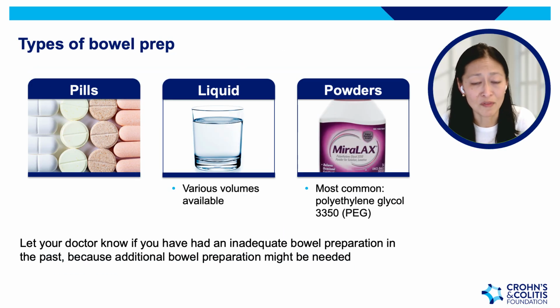There are lots of different types of bowel preps available today. So you should talk to your doctor about one that works for you in terms of your preferences. But in general, we have multiple pill bowel preps now. We have liquid bowel preps at various volumes of liquid. So if you're someone that can't drink a 4-liter prep, then there are smaller volumes available now. And then there are also powders. The most common powder prep is going to be some variation of polyethylene glycol 3350, also known as PEG. This is the active ingredient in a lot of the different preps.